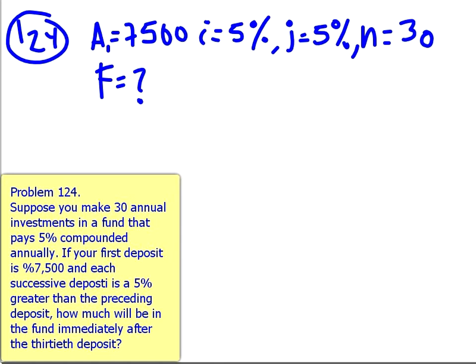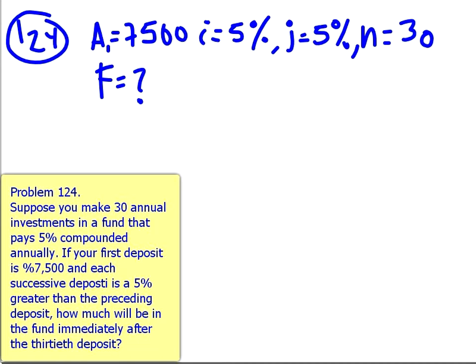From the information in the problem, the first annuity is for $7,500. The interest that compounds in the account is 5%. Each payment is 5% larger than the previous one, and there are 30 payments. The question is, what's the future value?